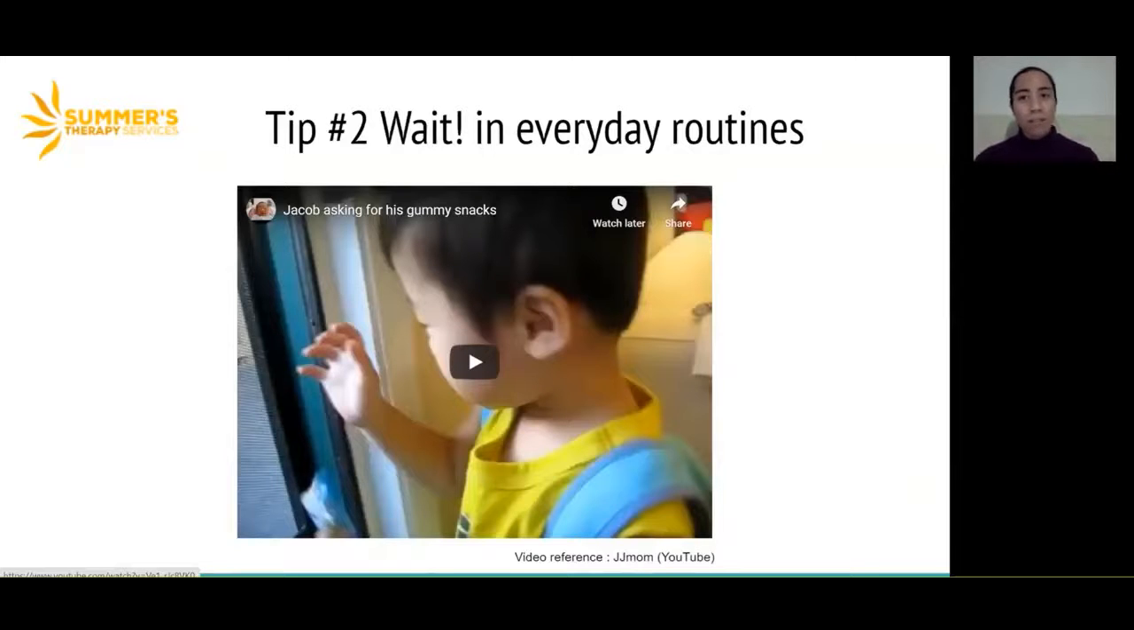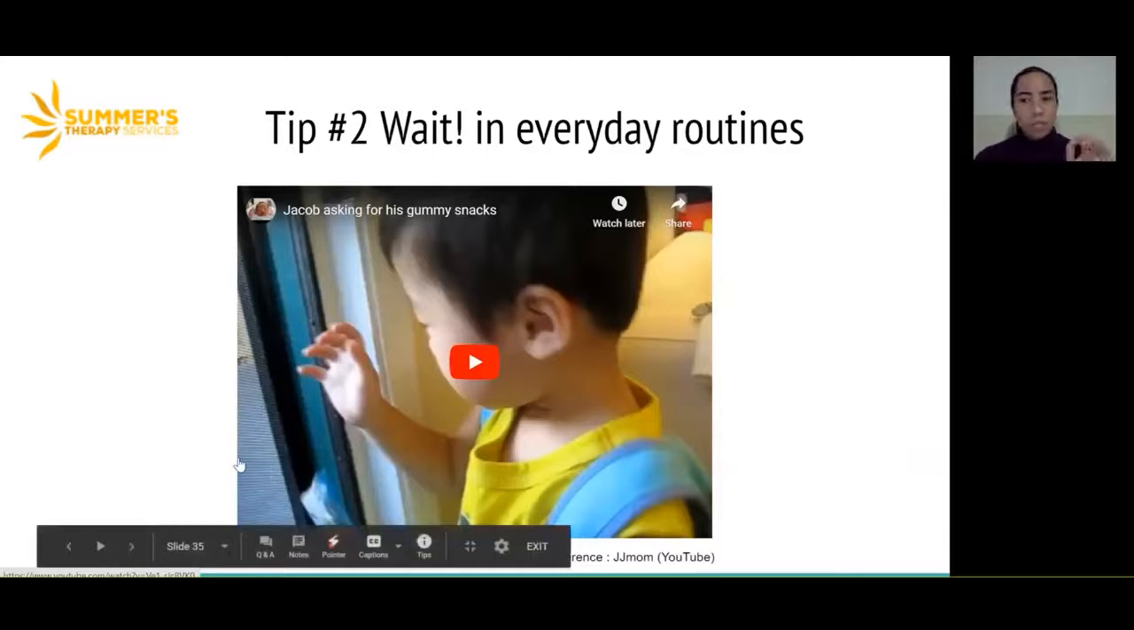So you can wait in everyday routines as well, and again, it doesn't need to be so long. So after a while, the child will know you will wait until they say something, then they will get what they want. So here the child is getting his biscuit opened, and he's getting the door open as well, and he has to say open. And mother doesn't help him to open it until he says it. All right?